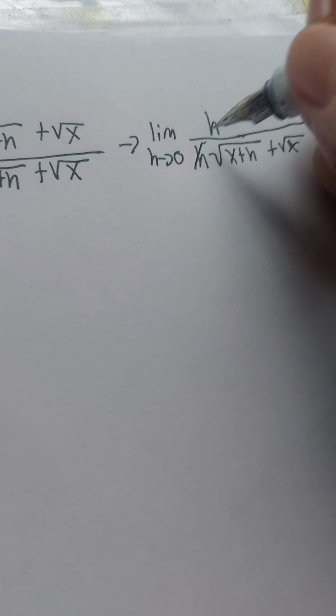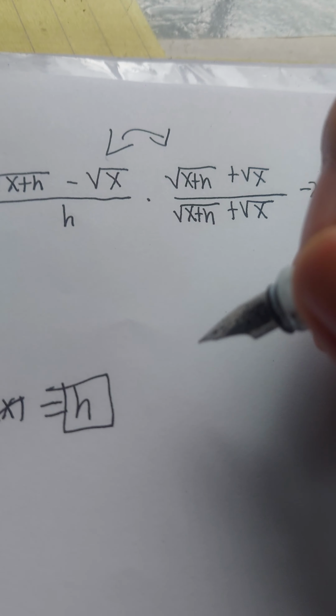So we're going to cancel h on both sides. This becomes 1 all over the square root of x plus h plus the square root of x.